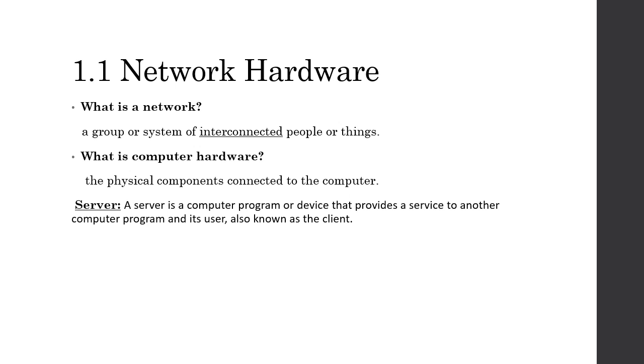Now coming towards the topic, what is computer hardware? Computer hardware is the physical components connected to the computer. For example, your external peripherals or your internal devices that are connected to your computer are known as hardware. For example, we have laptops, printers, camera, speakers, microphones, keyboard, mouse. All these devices which are connected to your computer are known as computer hardware. When different hardware are connected on the same platform, they make a computer network.